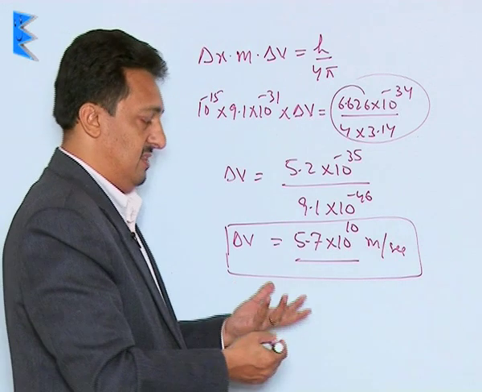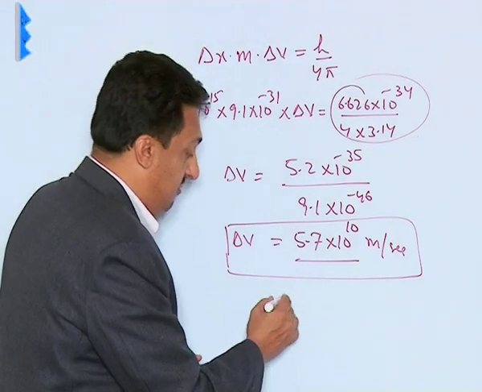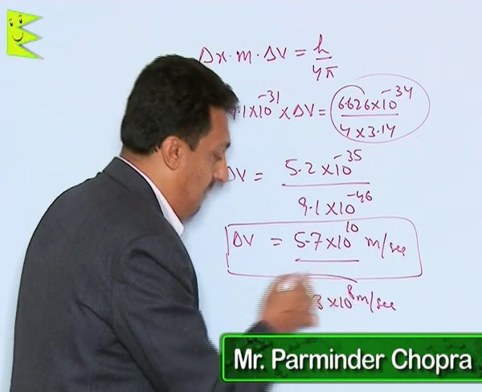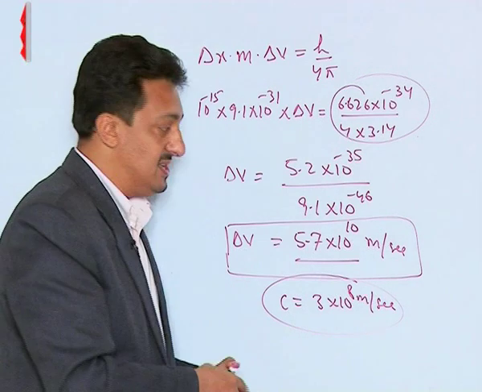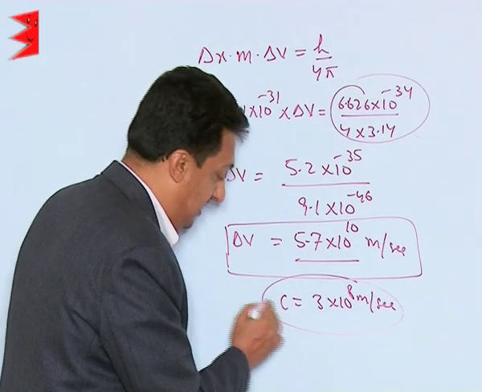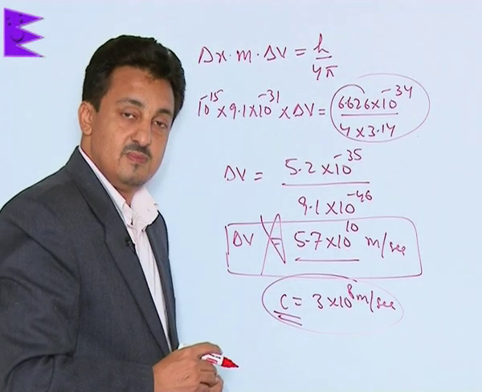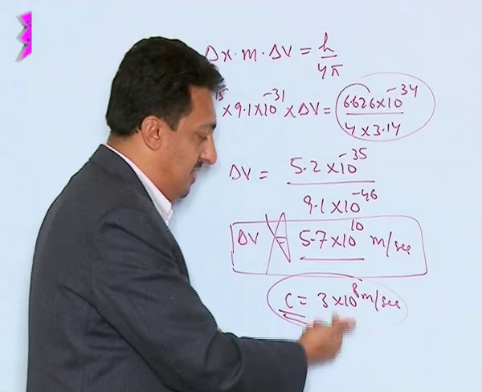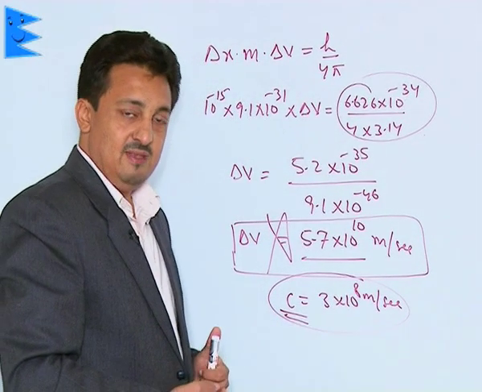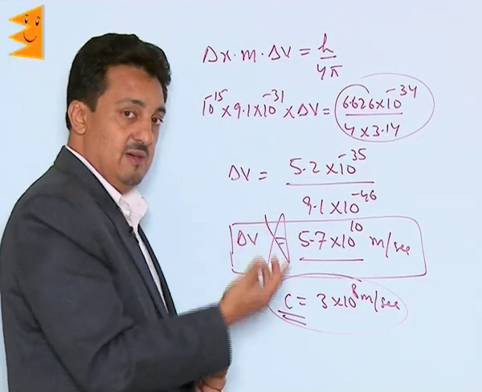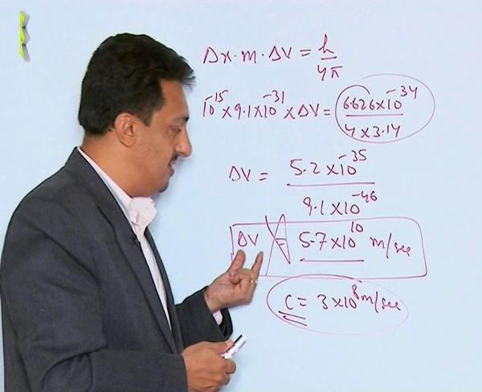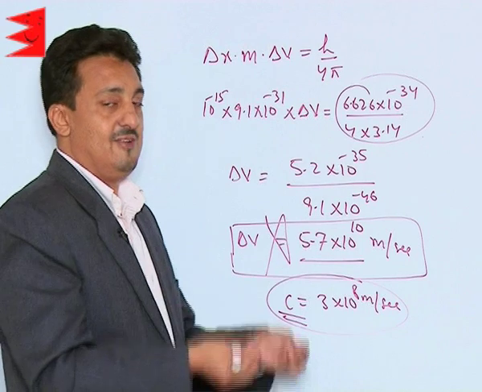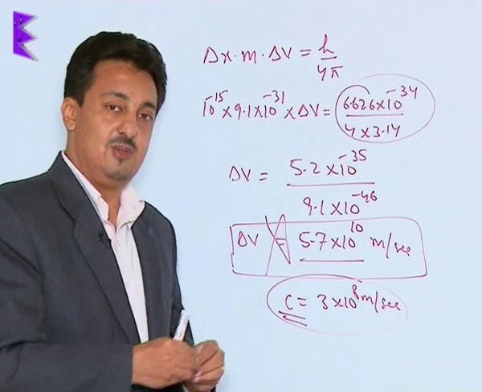Now, as such, it's fine, but we know that the speed of light is 3 into 10 to the power 8 meters per second. So how can a particle have uncertainty in its velocity greater than the speed of light, which is not possible? Are you getting it? The photons have a speed of 3 into 10 to the power 8 meters per second. And now the uncertainty in the velocity of the electron is coming out to be much more than the speed of light, which is practically impossible. So it means the electrons cannot exist inside the nucleus.